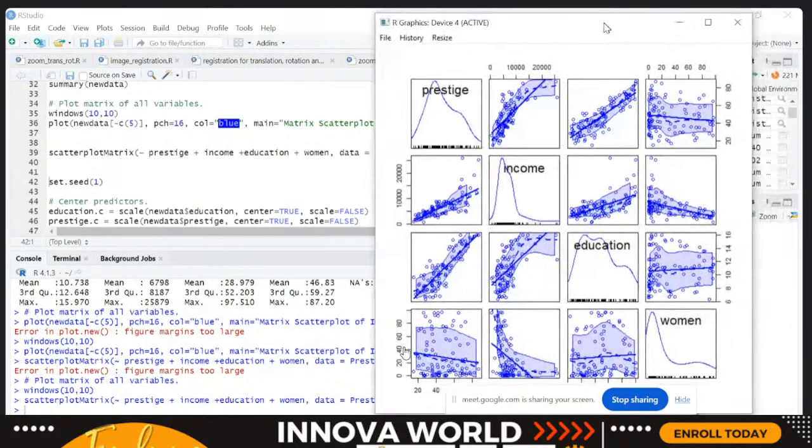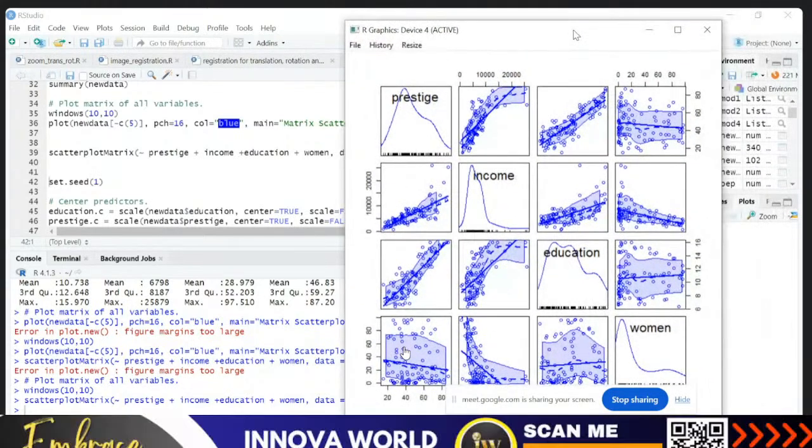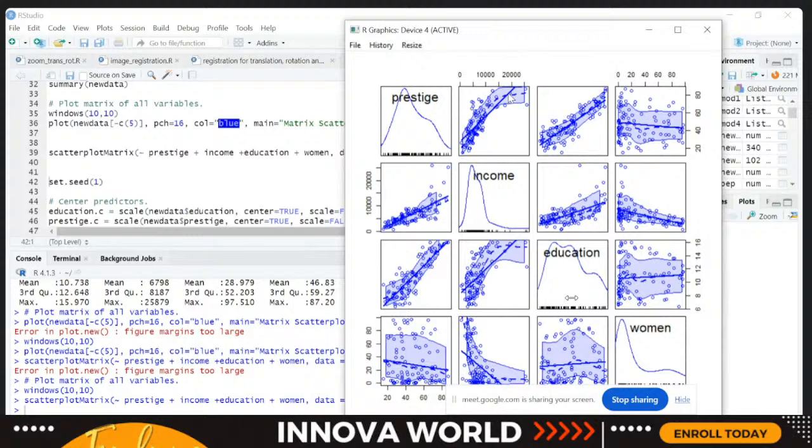So this is your scatter plot matrix. It is not only giving you the scatter plot, it is also giving you a trend line in the data. This middle line is the trend line. There is an upper bound and a lower bound for the trend, and also the distribution. What the distribution of this data looks like.